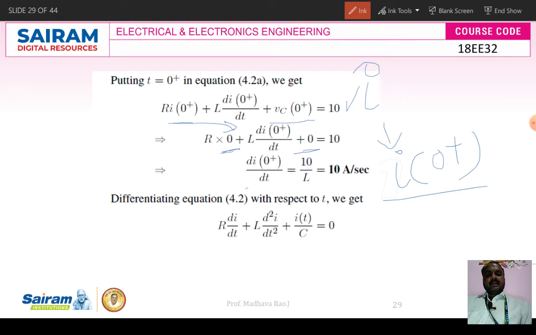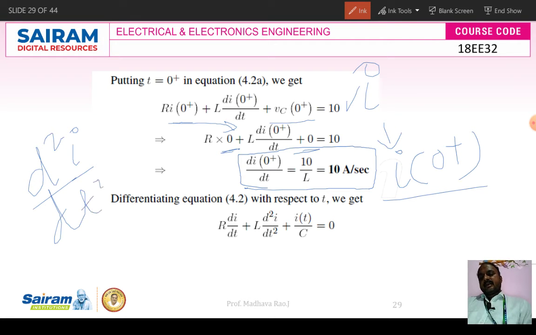So finally you will get di of 0 plus by dt equal to 10 by L. The L value is 1 henry, so that is 10 amperes per second. Next, we have to find d square i by dt square.